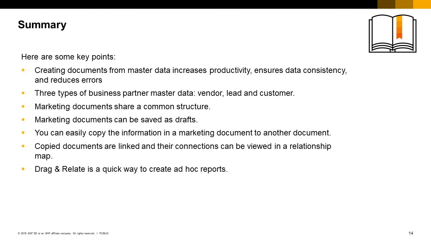Creating documents from master data increases productivity, ensures data consistency, and reduces errors. The three types of business partner master data are vendor, lead and customer. Marketing documents share a common structure. Marketing documents can be saved as drafts. You can easily copy the information in one marketing document to another. Copied documents are linked and their connections can be viewed in a relationship map. Drag and relate is a quick way to create ad hoc reports.